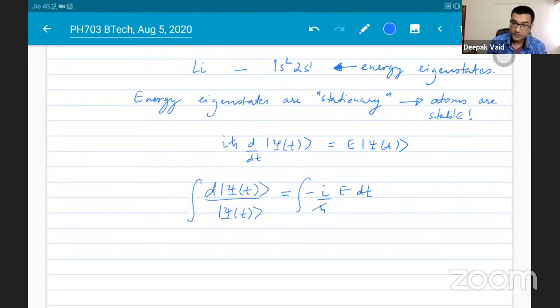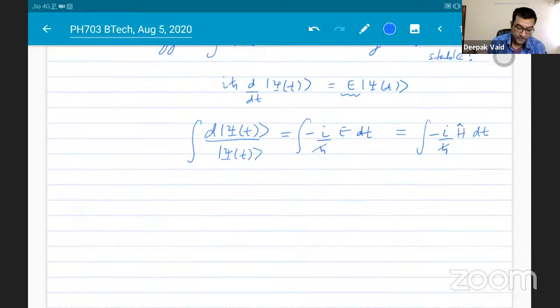Now one can integrate this equation, right? See, if this was not an eigenstate, then E would be an operator. Instead of E, I would have the Hamiltonian. I would have minus i over h bar times the integral of the Hamiltonian times dt, right? Also on the left, when I do the integral, I would get log of psi of t, from some t naught to t.